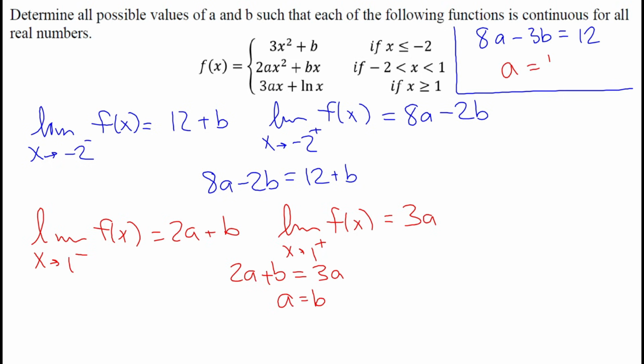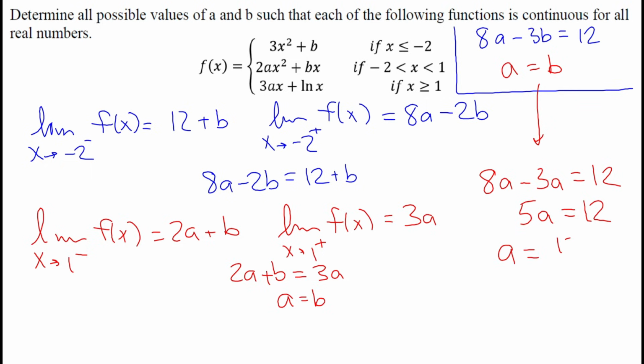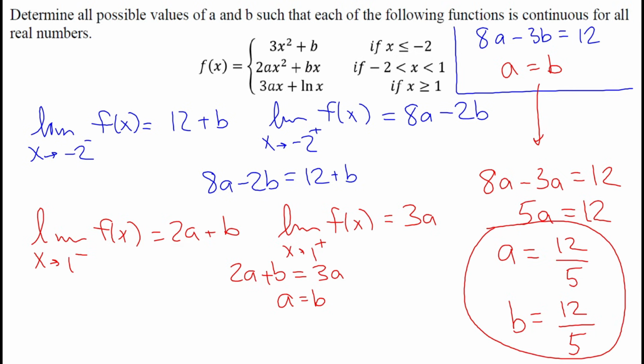So if a is equal to b, we can just substitute that in, right? Right here, we'll have 8a minus 3a is equal to 12, or 5a is equal to 12. So a will be 12 fifths. Well, if a is 12 fifths and a equals b, then b must also be 12 fifths. And that is the end of this homework assignment.